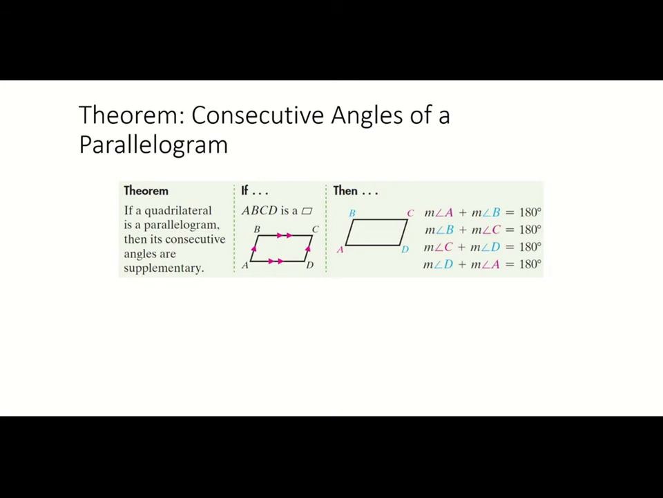Hopefully, you said, oh, I know, same side interior angles of parallel lines are supplementary. So consecutive angles in a parallelogram must be supplementary. And they are. So any pair of consecutive angles will be supplementary in a parallelogram. So A and B could be a pair of supplementary angles. B and C could be a pair of supplementary angles. C and D could be a pair of supplementary angles, or D and A could be a pair.